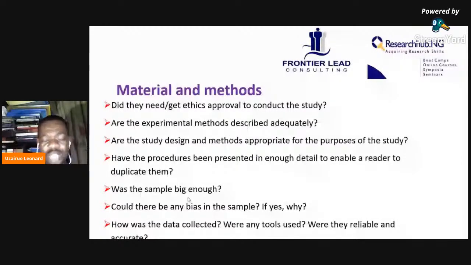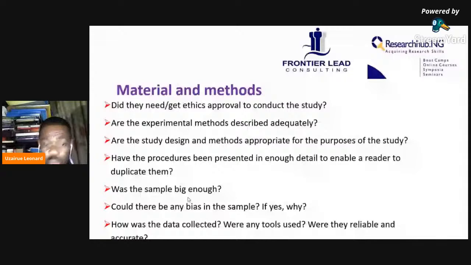These are some issues that you actually find in the method. When a reviewer picks up your paper to review, these are some of the questions they will ask to evaluate your research, evaluate your paper. Was there bias? Was the sample big enough? Because if it's not big enough, it cannot be representative. The reason for having a sample size is because you cannot conduct research on every population that forms your study population. You cannot study all of them.